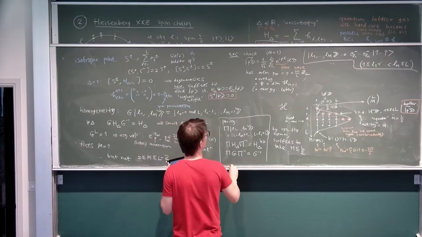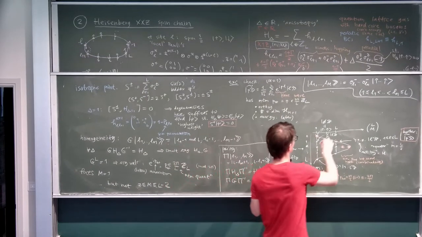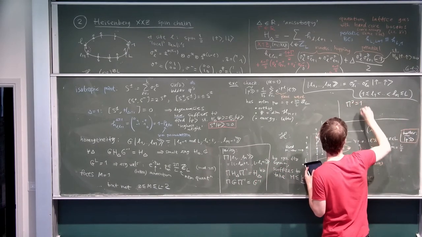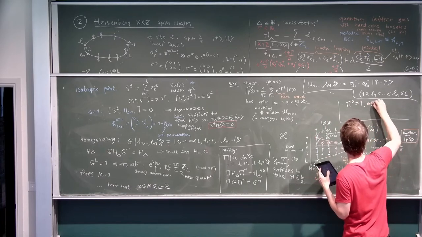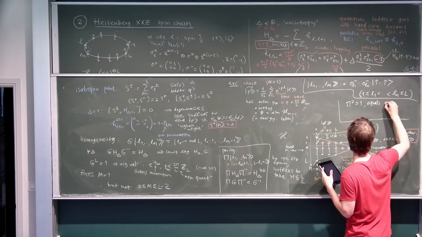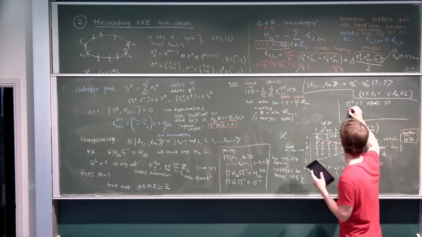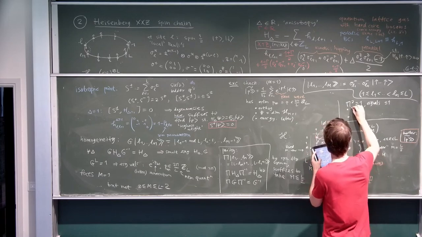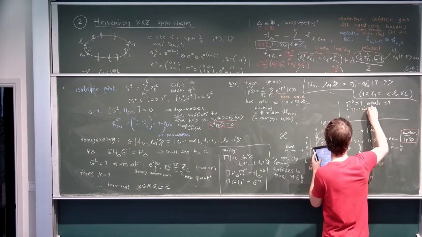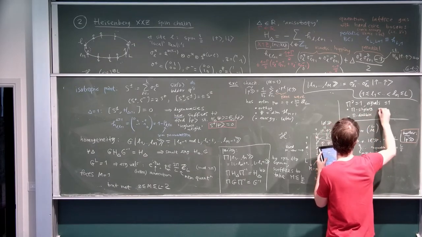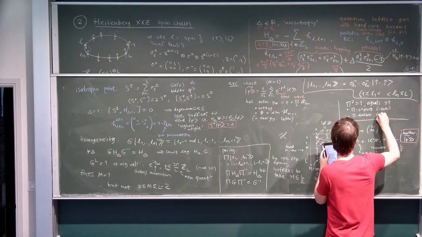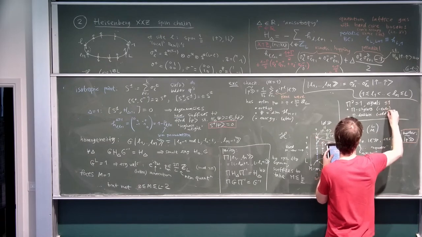So in particular, phi squared is the identity, so its eigenvalues are plus or minus 1. And so we have two types of states. We have things that are sometimes called parity singlets, and we have parity doublets. It's also called parity even and parity odd, related to the sign that you get.